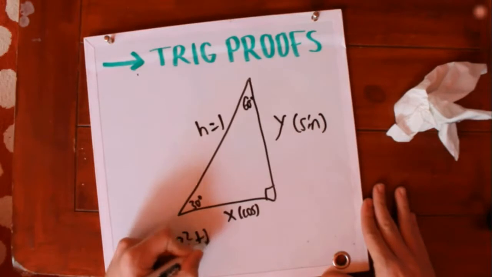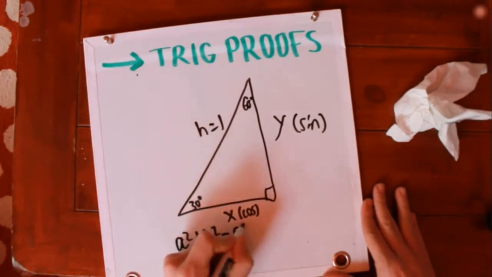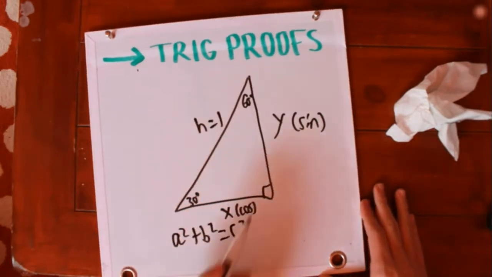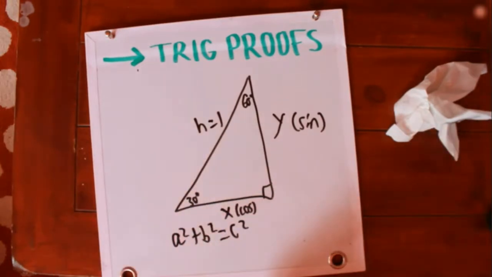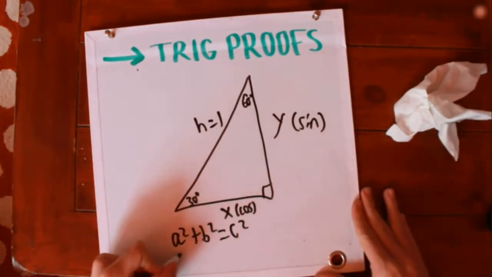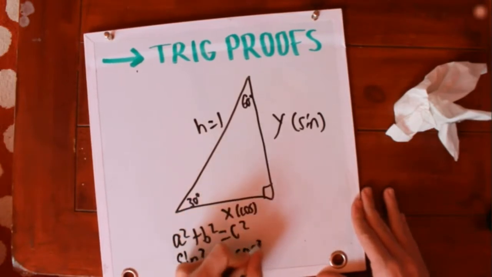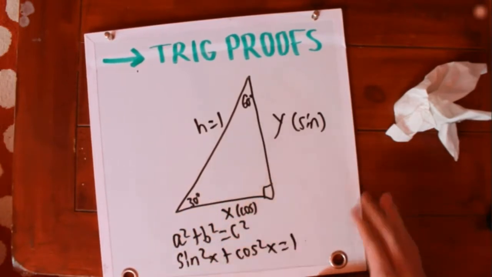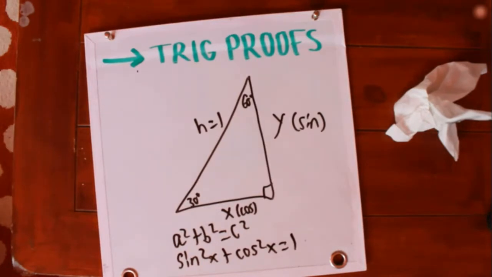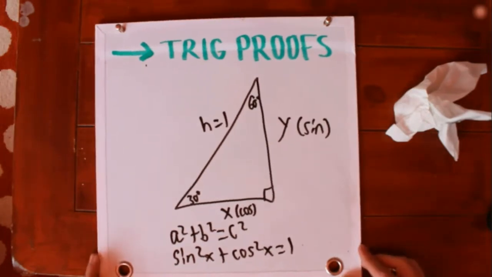Now, remember that the Pythagorean theorem states a squared plus b squared equals c squared. In the case of this triangle, or any triangle on the unit circle, a and b could be sine or cosine. It doesn't really matter which. So, plugging in the values of all of our legs, we get that sine squared of x plus cosine squared of x equals 1. And this works with any values of sine and cosine, as long as you use the same x value for both functions.